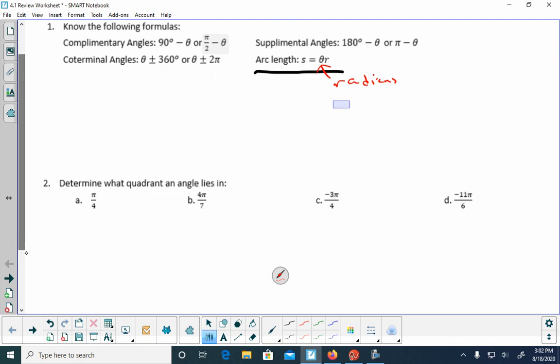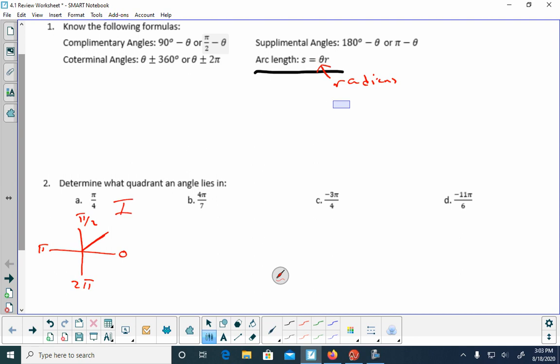Number 2, determine what quadrant an angle lies in. So pi over 4 is a simple one because it's no laps around the unit circle. I'm going to remember my quadrants: this is 0, this is pi over 2, or 1/2 pi, this is pi, and this is 2 pi. So pi over 4 is less than 1/2, so that means it's going to lie somewhere in the first quadrant.